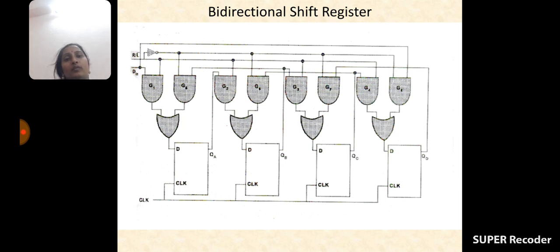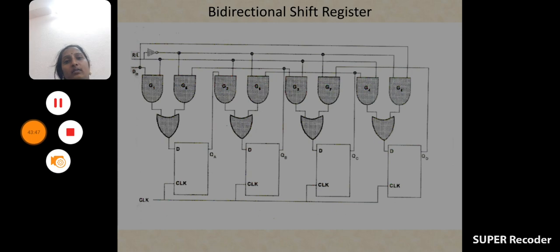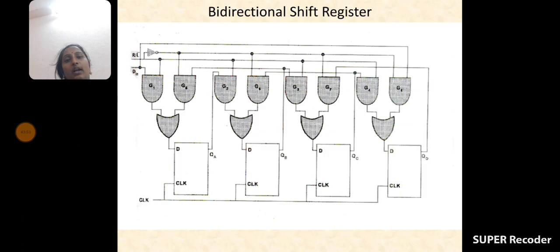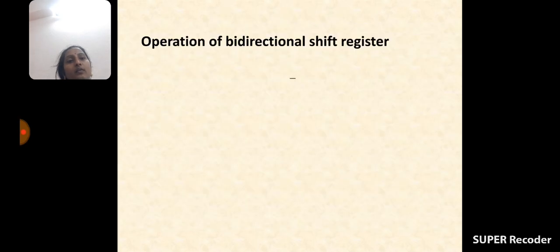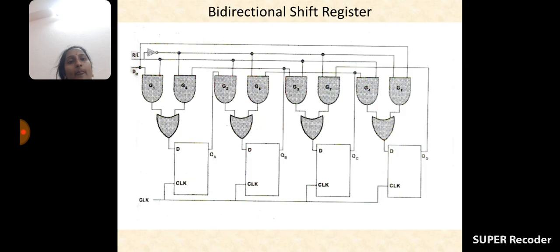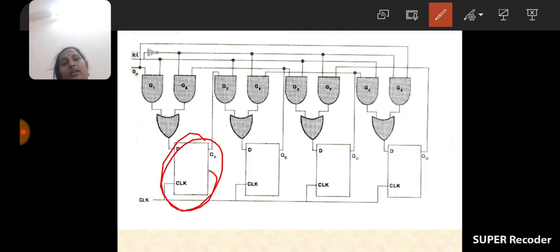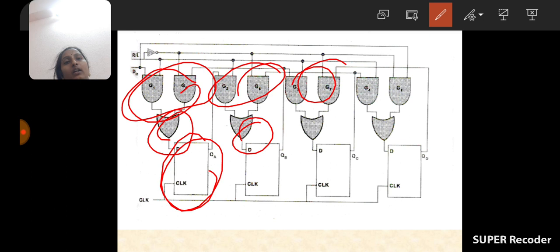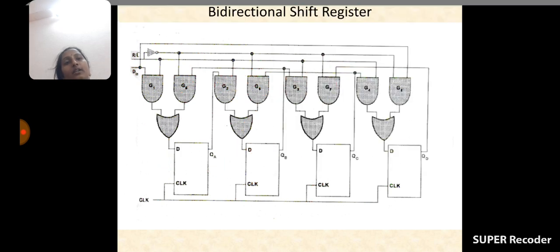It consists of 4 flip-flops. For the sake of moving the data from left to right and right to left, it consists of 2 AND gates for each flip-flop, and also one OR gate. Each and every flip-flop will receive the data with the help of 2 AND gates and one OR gate. Okay. So in this way it will accept the data.